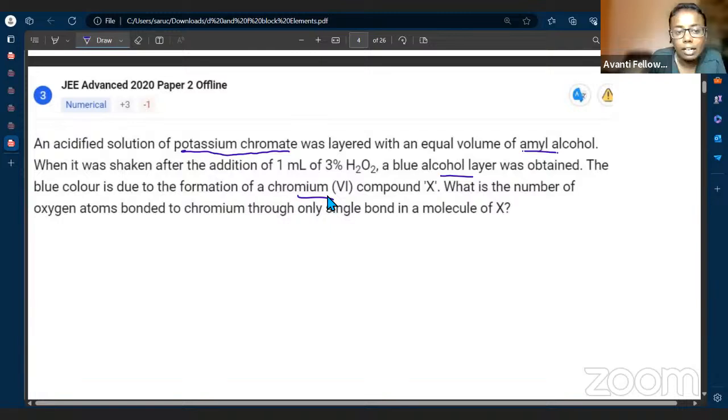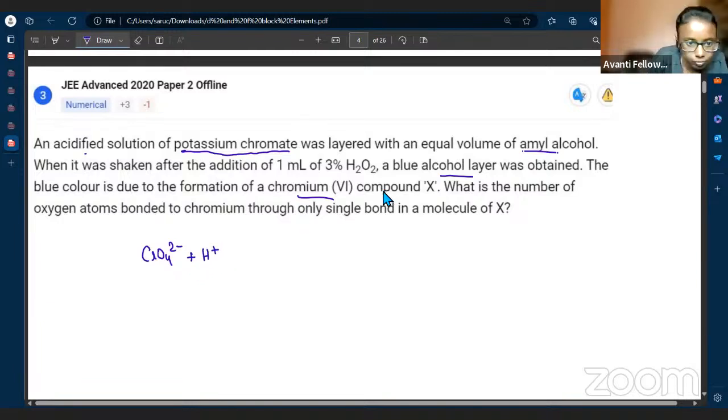So first, we have to write the equation. I have potassium chromate, which I'll write as CrO4 2 minus. It was layered with amyl alcohol; it is an acidified solution, so reacting with H plus.